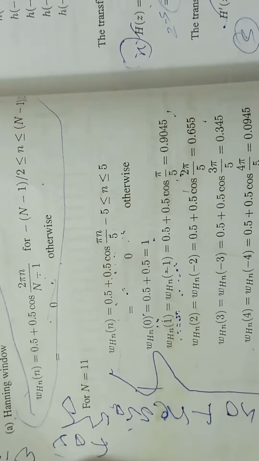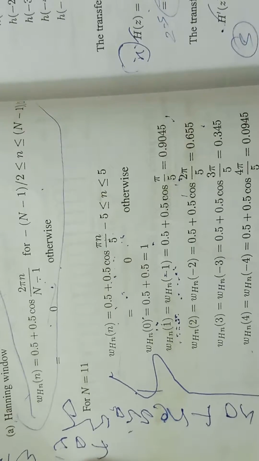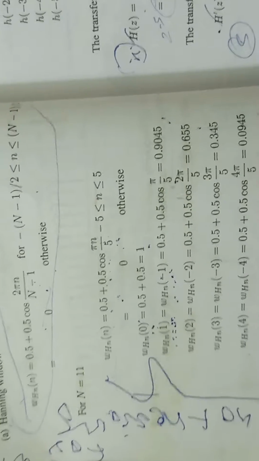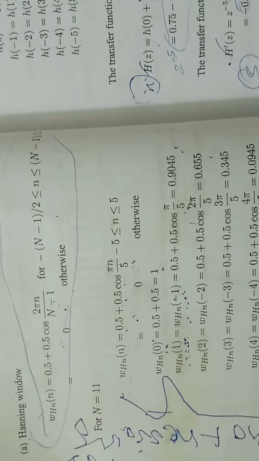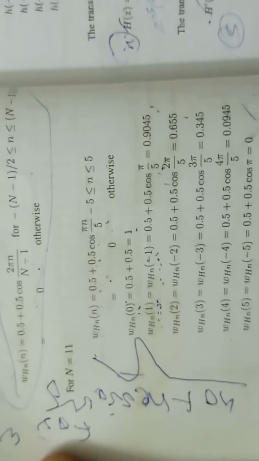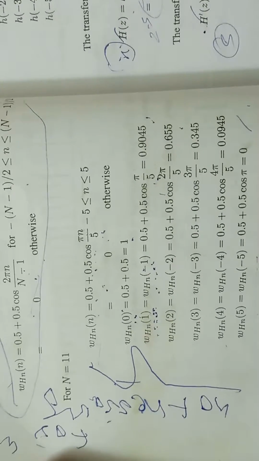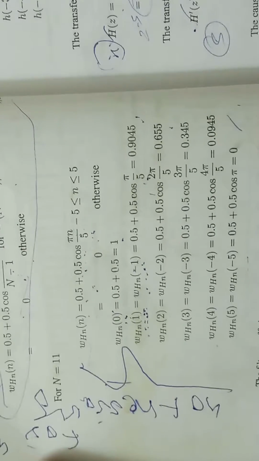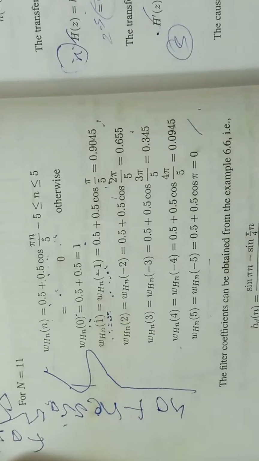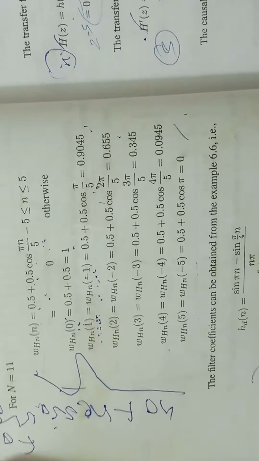2 pi n divided by N minus 1 means 11 minus 1, which becomes 10. 2 1s are 2, 5 2s are 10, so it becomes pi n by 5. Minus of N minus 1 by 2 means n ranges from minus 5 to plus 5. Then I have to find the value for 0 separately. Then 1 and minus 1, 2 and minus 2, 3 and minus 3, 4 and minus 4, and 5 and minus 5.